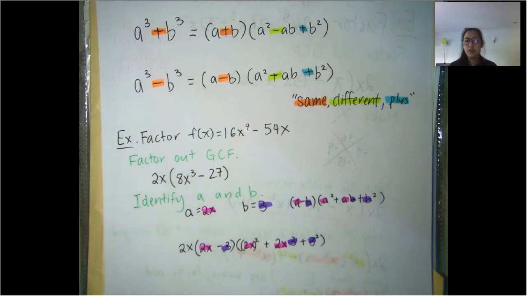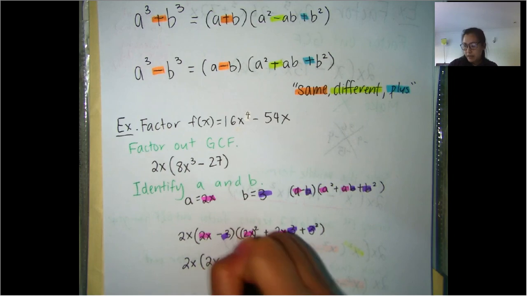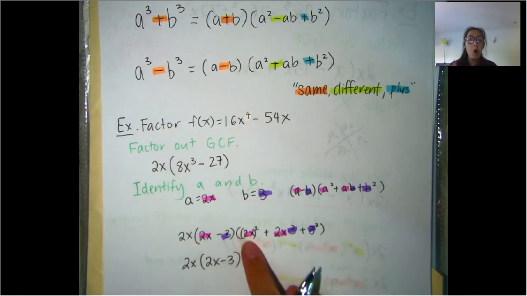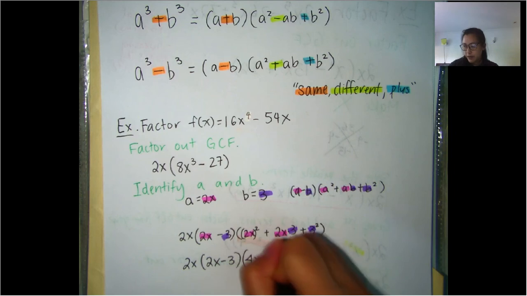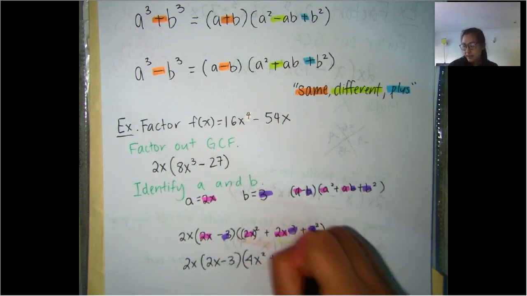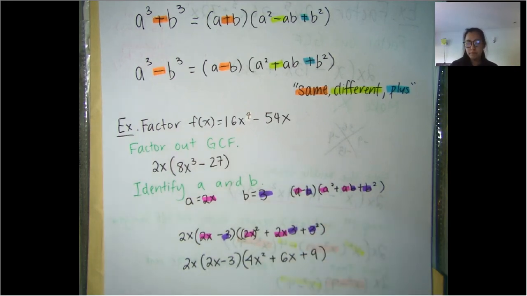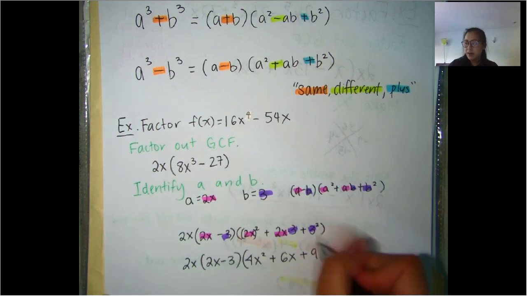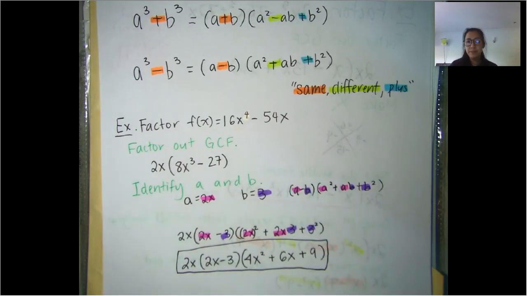Now I'm going to simplify. I have 2x times 2x minus 3, and as we said earlier, it's all of 2x squared. If you wanted to simplify that, you could do 2 squared, which is 4, and leave the x squared, so 4x squared plus, and then 2x times 3 is 6x, and then plus 9. And that's how you factor using the sum and difference of cubes formulas. Happy day!